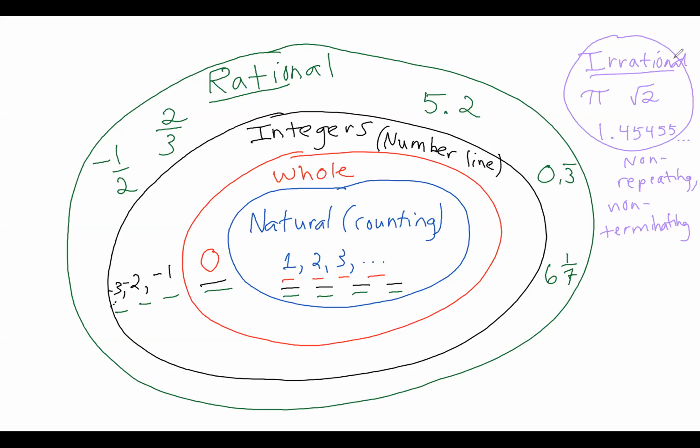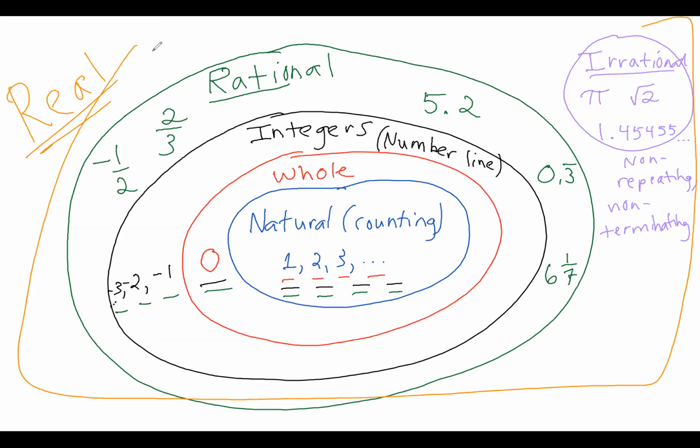Now, all of these numbers together are real. Okay, so I'm just going to write the word real to include everything that we're talking about, rational as well as irrational. These are all real numbers.